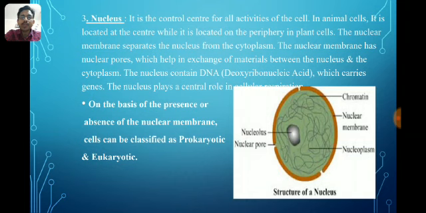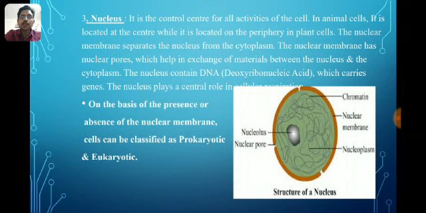The nuclear membrane separates the nucleus from the cytoplasm. The nuclear membrane has nuclear pores which help in exchanging of materials between the nucleus and cytoplasm. Inside the nucleus, we can see a network of thread-like structures. This is called chromatin network, which contain chromosomes. Chromosomes are made up of DNA and proteins.